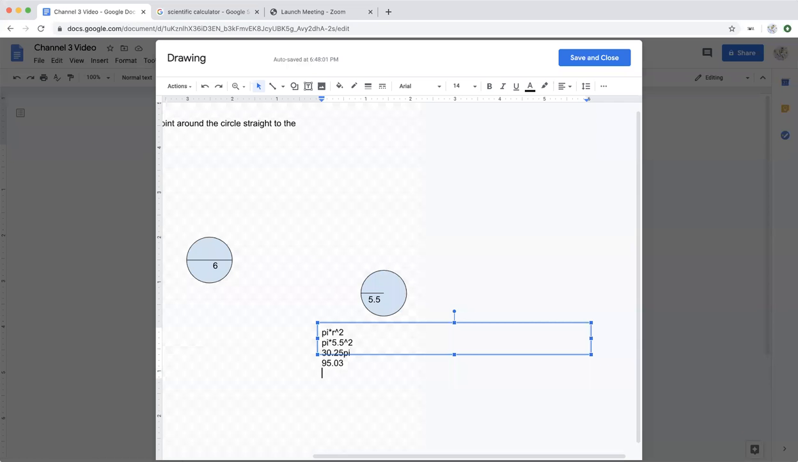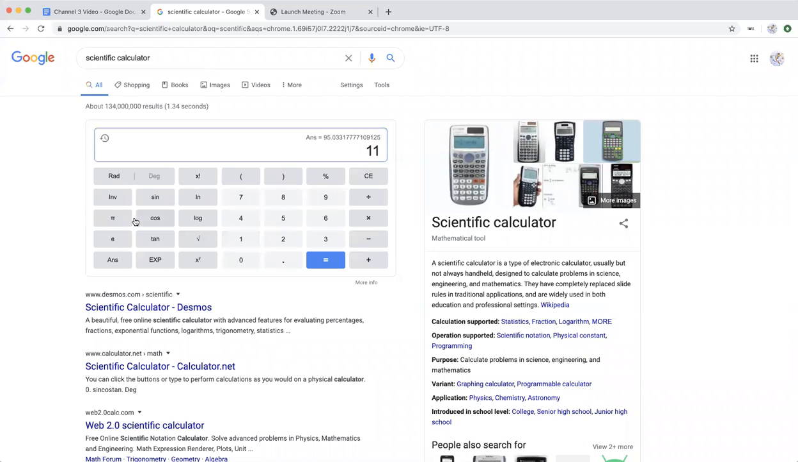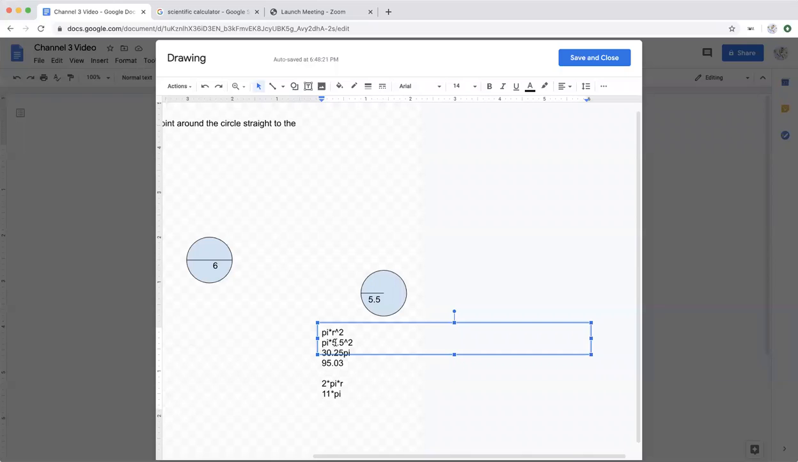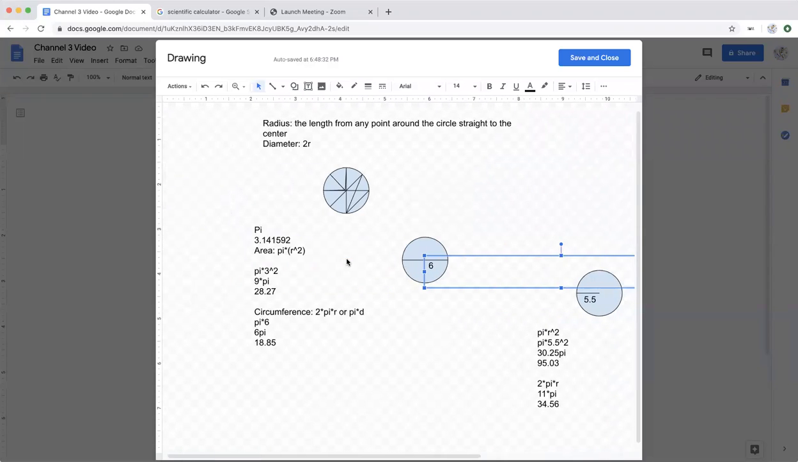Now let's find the circumference. Circumference would be 2 times pi times r, but I'm going to use this since we have the radius. So it would be 2 times 5.5, which is 11, times pi. And if I enter this into my calculator, 11 pi, I would get approximately 34.56. And that would be your circumference.